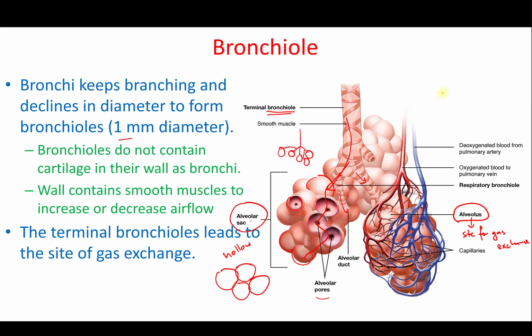Another thing regarding the bronchiole is that they have smooth muscles, and those smooth muscles allow the bronchiole to expand. This will allow better airflow to the alveolar sac. Another thing in this area is that we have plenty of blood capillaries. This is where the gas exchange is going to happen.